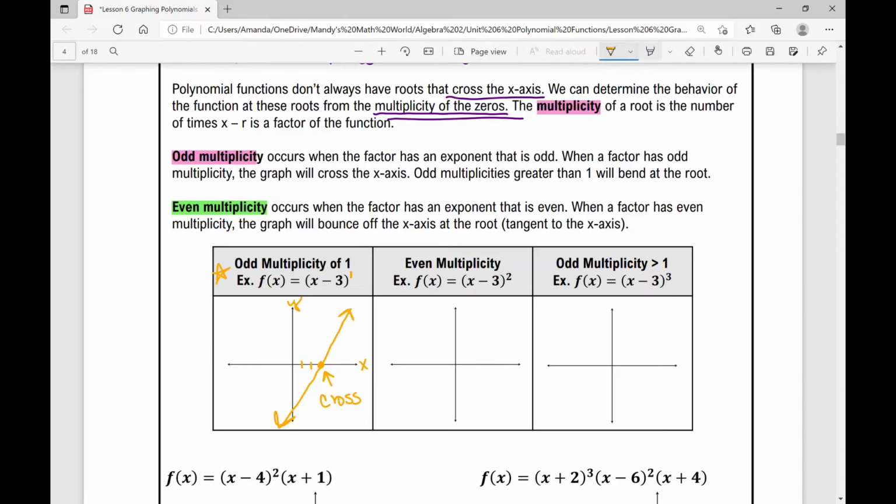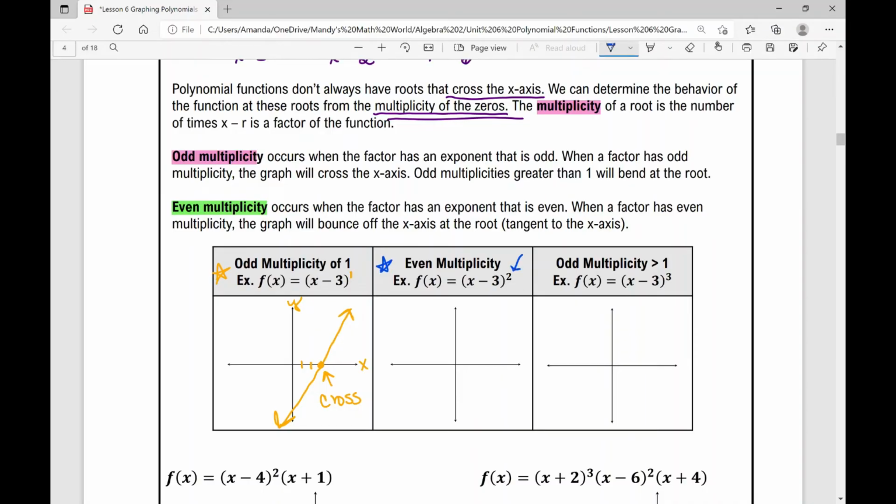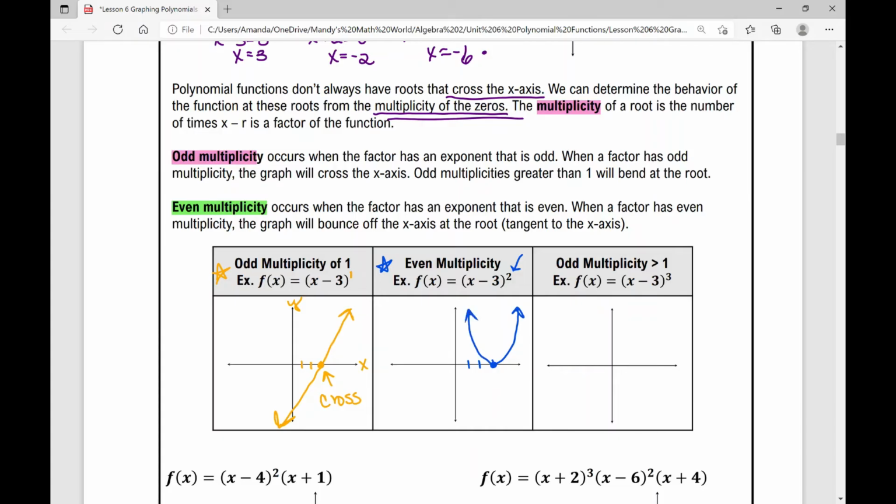Let's look at even multiplicity. I'm going to show you what I mean by that. Even multiplicity, as you can see, we have an exponent that's even, right? 2, 4, 6, 8, you can continue. What happens at the root when you have a multiplicity that's even? Well, I know that x-intercept is still going to be 3, but how is this function going to behave? When you've got even multiplicity, at the root, it's just going to bounce off and end in the same direction. So it just bounces off. It doesn't cross that x-axis, it actually bounces off.